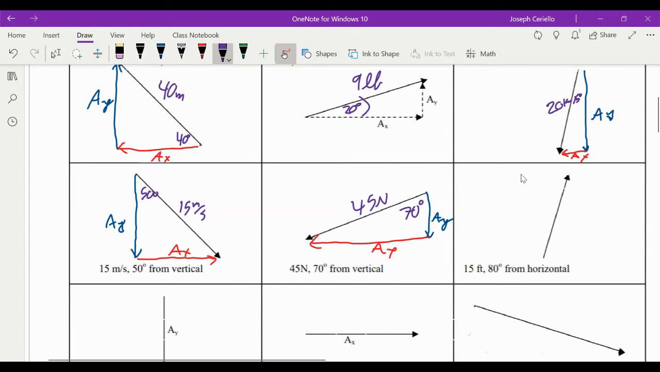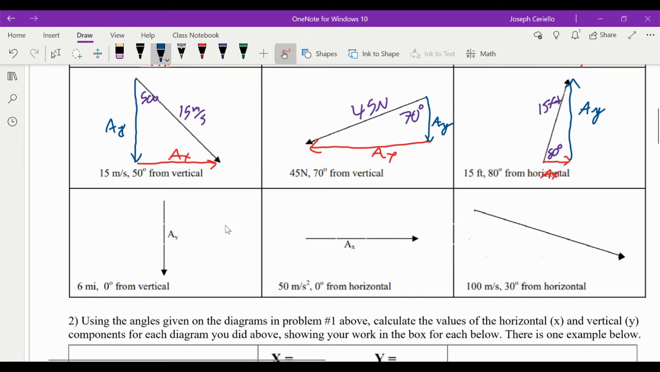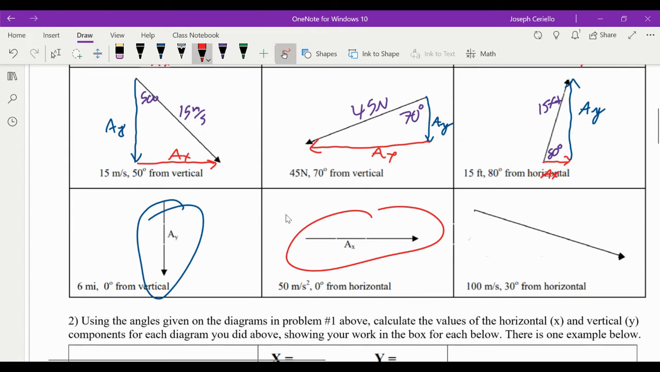All right, next one is 15 feet, and it's going to be 80 degrees from the horizontal. So this is our 80 degrees here from the horizontal line, which is red. So this is AX. Our vertical component then brings us to the end, AY. If you're asking, oh, wait, I thought it was tip to tail. Well, the two vectors we're adding, the x and y components, are tip to tail. But the resultant goes from the tail of the first vector to the tip of the second vector. This vector here only points in the y direction, so it only has a y component. This vector only points in the x direction, so it only has an x component.